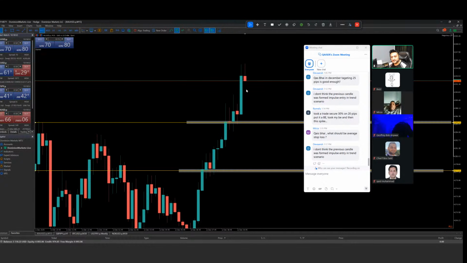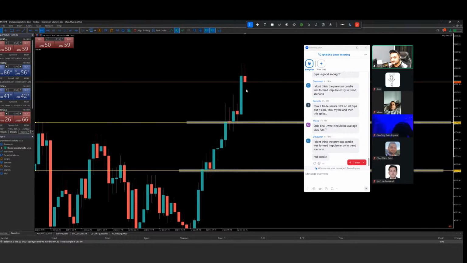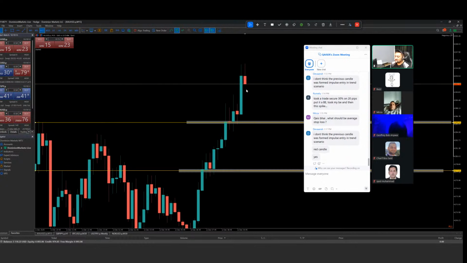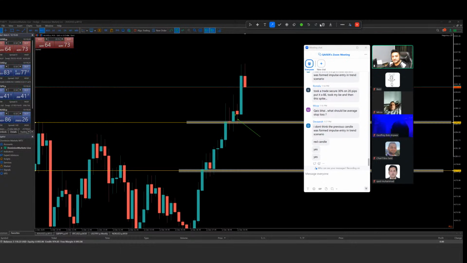So I think that makes sense. I don't think the previous candle formed an impulse entry in trend scenario. Which one? Divansh, bro, just send me the chart. The red candle, the previous one, we closed the previous one. Man, try to send me the chart. Are you talking about this candle? No, it's not an impulse entry in trend.